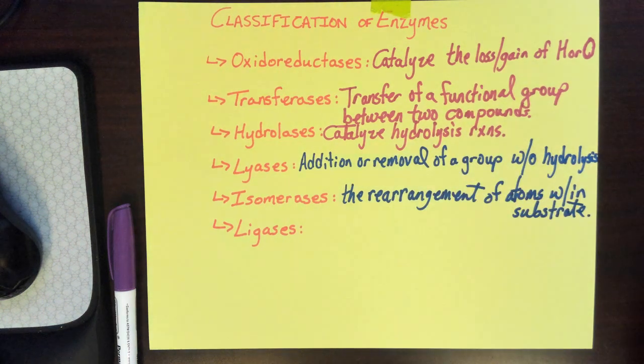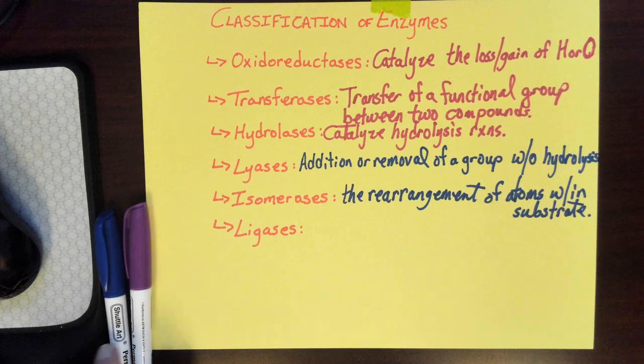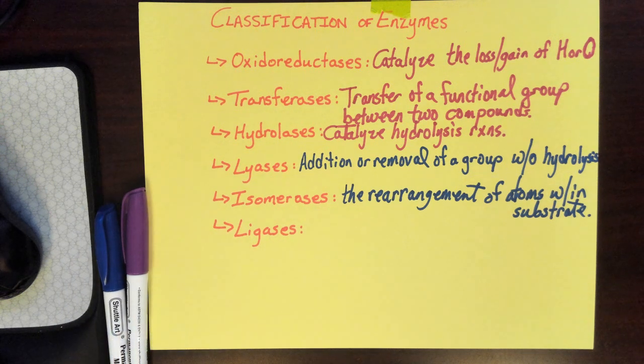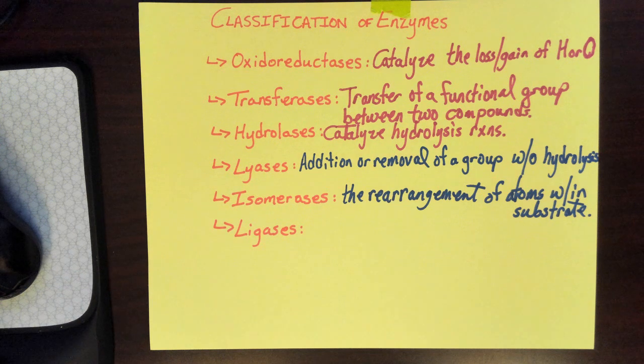So examples of this: isomerases catalyze rearrangement reactions. There's a group called epimerases that catalyze rearrangements of carbohydrates. Rearrangement of carbohydrates. All right. And then let's look at the ligases.